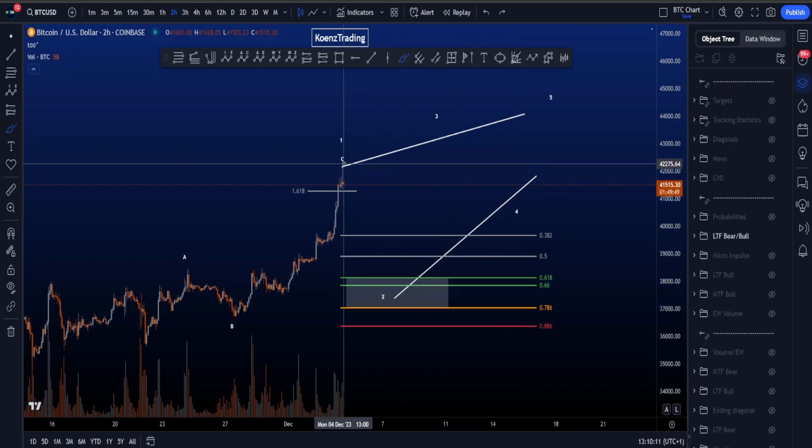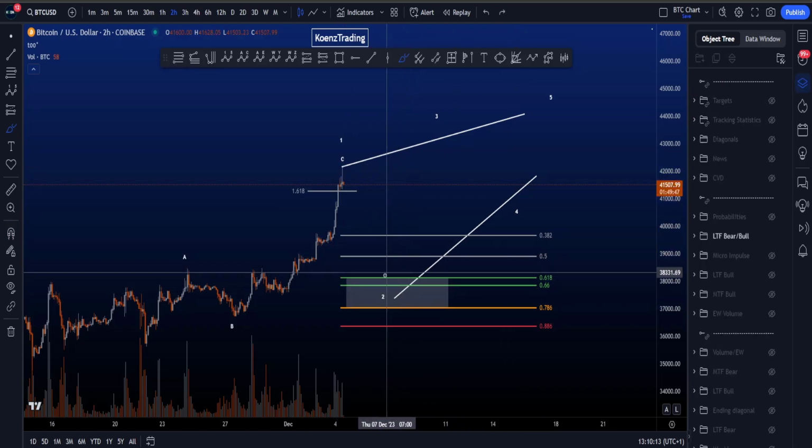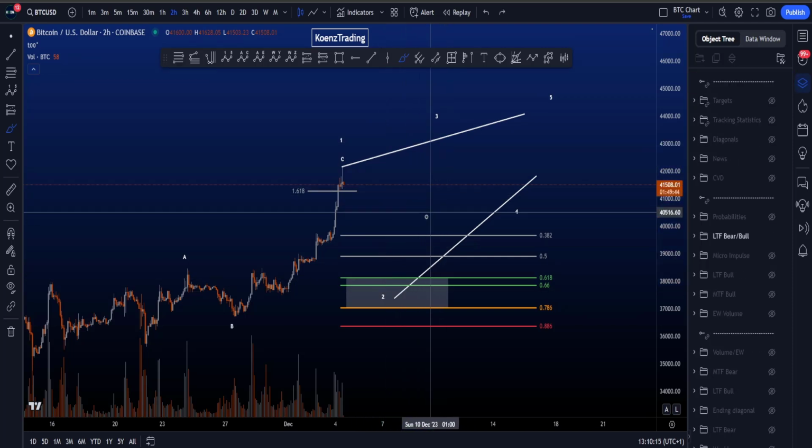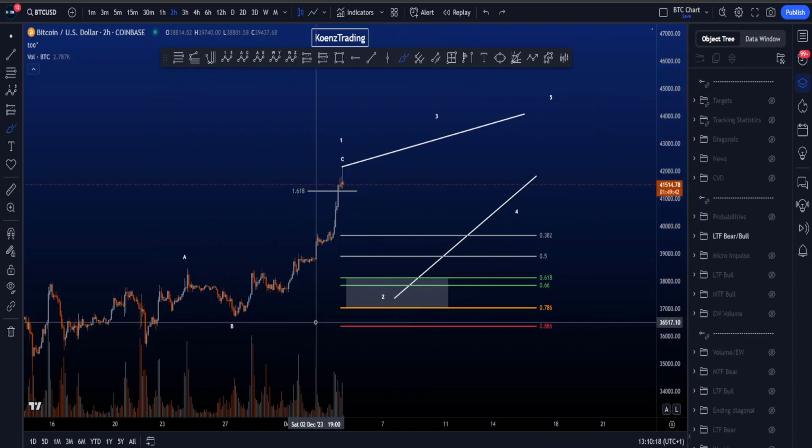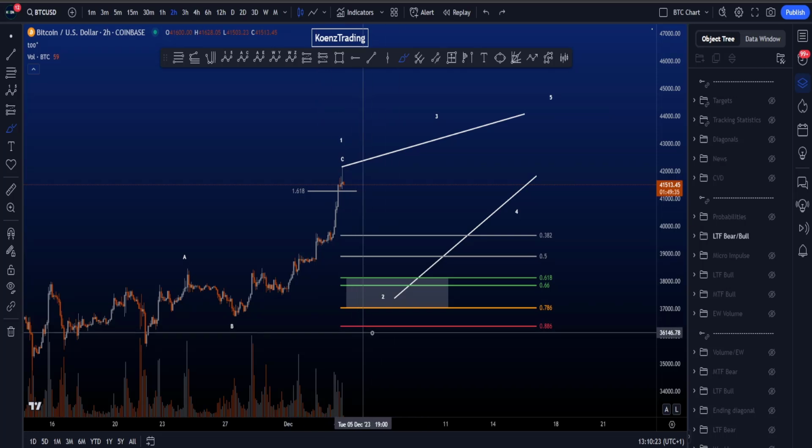After this wave 2, which then has to be a zigzag family structure, we are looking for another 3-wave move to the upside, because in an ending diagonal, all of the waves have to be zigzag family structures, either a simple, double, or a triple zigzag.